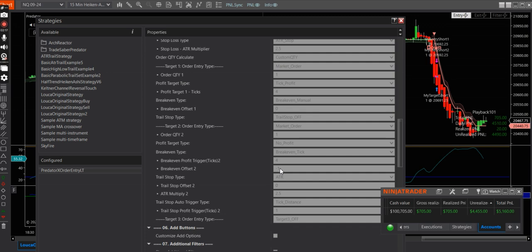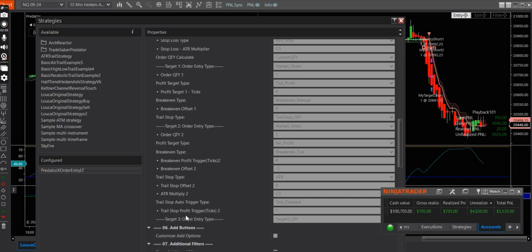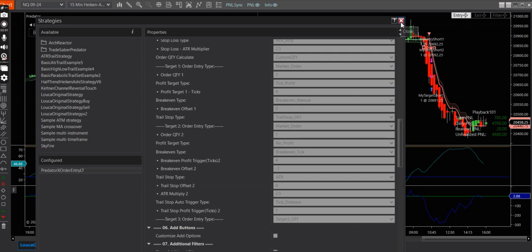Then I give it a little bit of room so it doesn't get stopped out on the second contract. With that second contract, I also have a trail stop. Each time the price moves, the stop loss on the second contract will move and stay back 2.5 ATR, right? The trail stop profit trigger just means that each time it moves after it breaks even, the stop will move with it. So that's how that works.